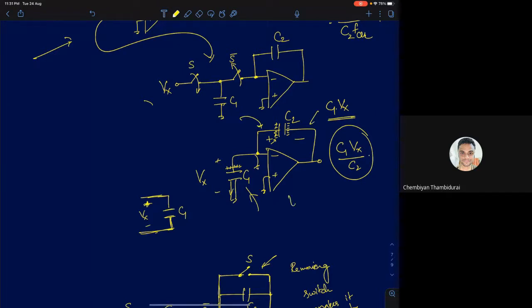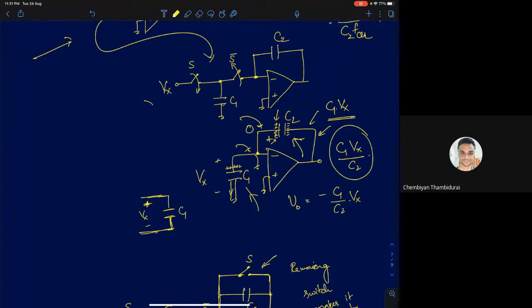So what will be V naught in this cycle? This node is at 0. So V naught will be minus of C1 by C2 into Vx. It will be minus because this plate is at a higher potential compared to this plate; the output plate is at a lower potential. If the voltage across the capacitor is C1 by C2 into Vx, and I know this node voltage is 0, then this node voltage has to be minus of C1 by C2 into Vx.